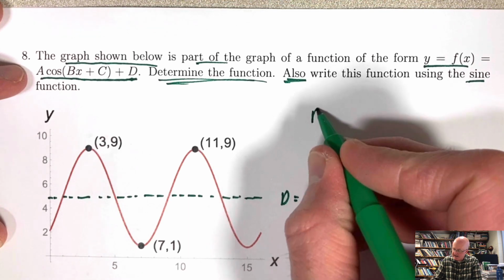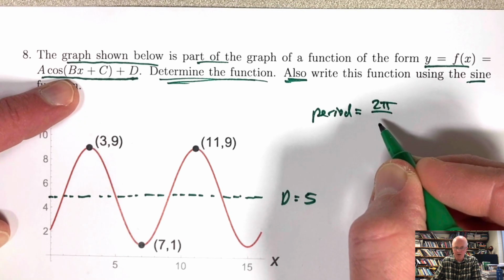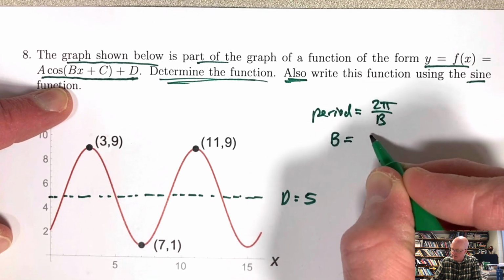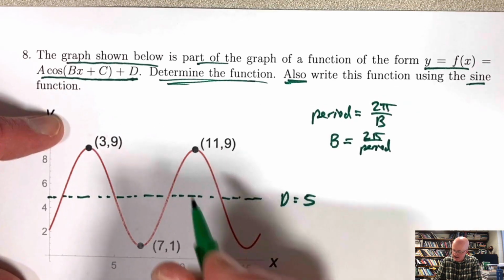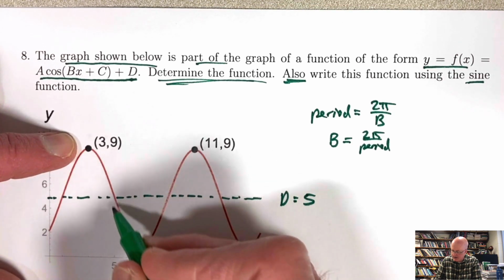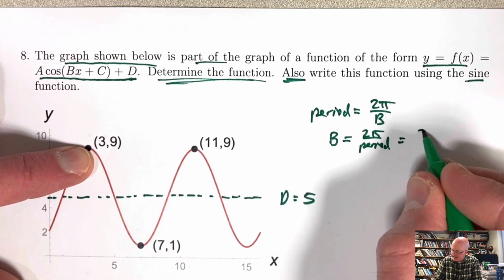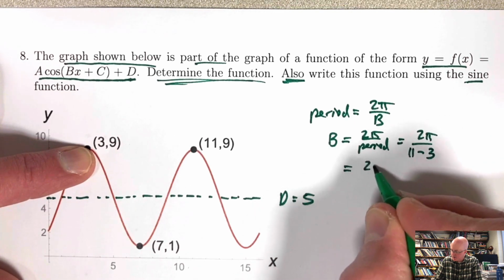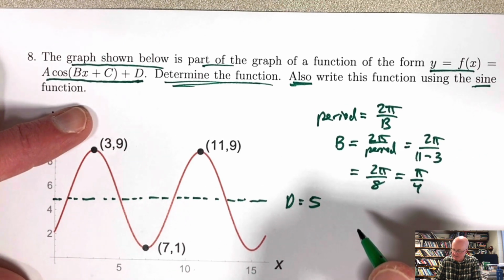If the period is, like I said in the last couple problems, 2 pi over whatever the coefficient of x is, 2 pi over b in this context, that's equivalent to saying b itself is 2 pi divided by the period. So if I know the period, I can figure out b. What is the period? It goes through one complete cycle here, from high to low back to high again as x increases from 3 to 11. The period is 8. 11 minus 3 is 8. I'll go ahead and write 11 minus 3. 2 pi divided by 8, which simplifies to pi over 4. That's the value of b.